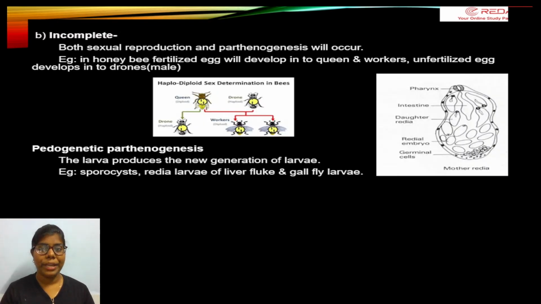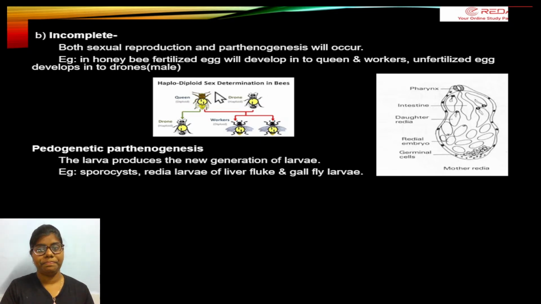Next is incomplete. இங்க பாருங்க, both sexual reproduction and parthenogenesis will occur. Sexualலும் வேணும், parthenogenesisம் நடக்கும். So அப்ப இங்க வந்து ஒரு incompleteness வருது, கரெக்டா? So it is incomplete parthenogenesis.